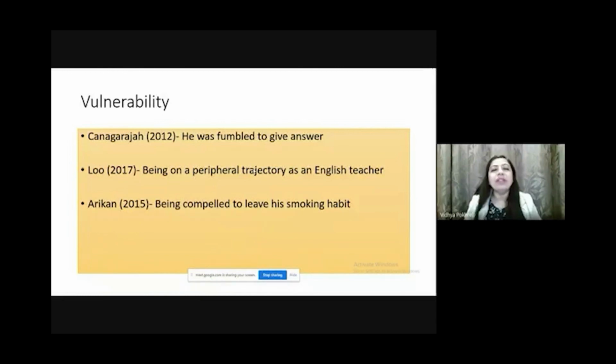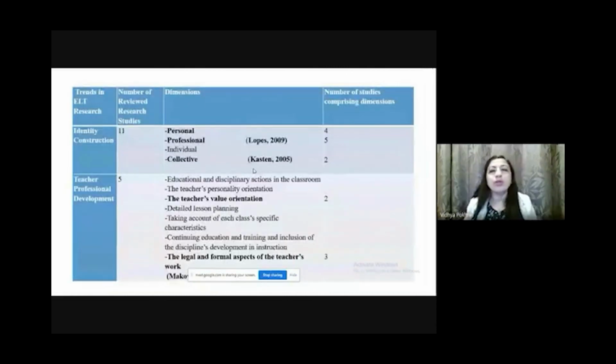Liu 2017 also talks about being on the peripheral trajectory as an English teacher. And Eric in 2015 brings the experience of being compelled to leave his smoking habit when a little girl came to him and asked about his different habits, and then when she said that he smelt like her father, he was compelled to leave his smoking habit. So this type of expressions, this kind of vulnerability can be brought in the autoethnographic writing.